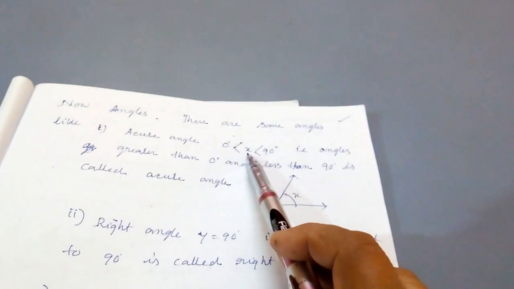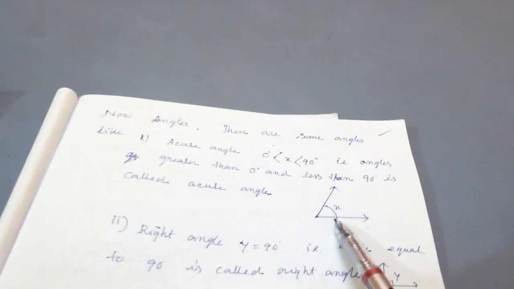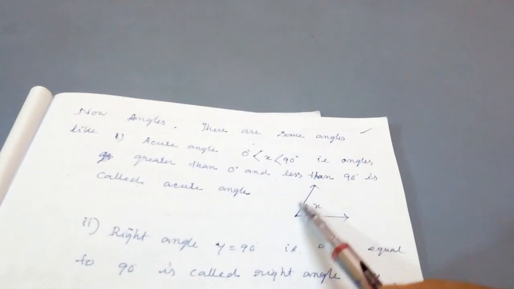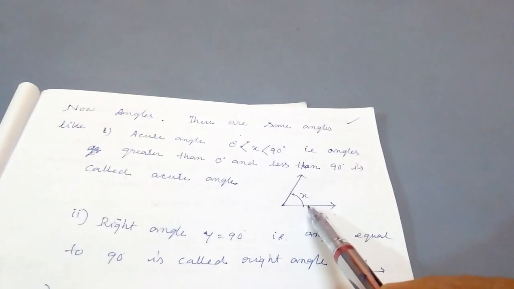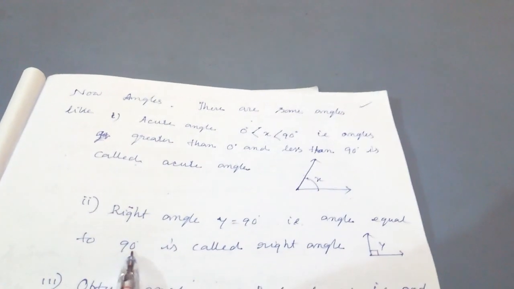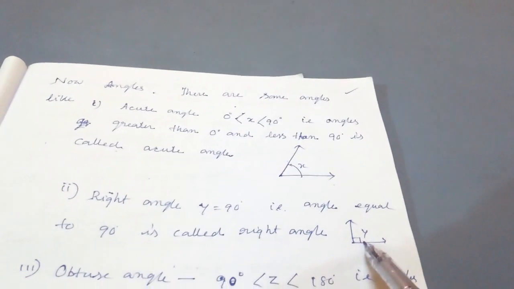Next, definitions of some angles. Acute angle: the angle which is greater than 0 degree but less than 90 degree. This is called an acute angle, and acute angles are less than 90 degree. Right angle: the angle which is equal to 90 degree is called a right angle, and this is a right angle.